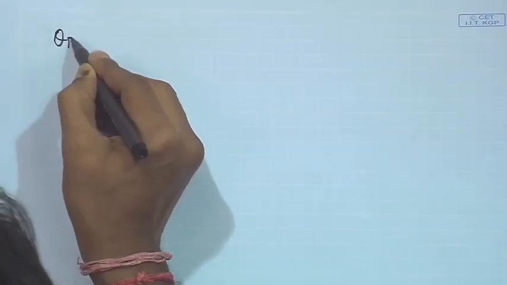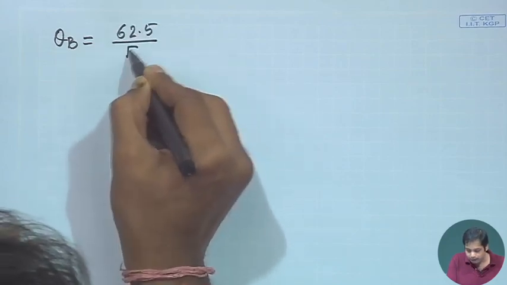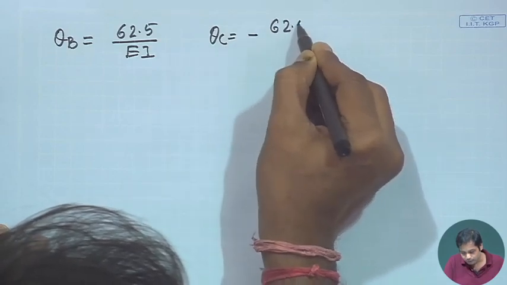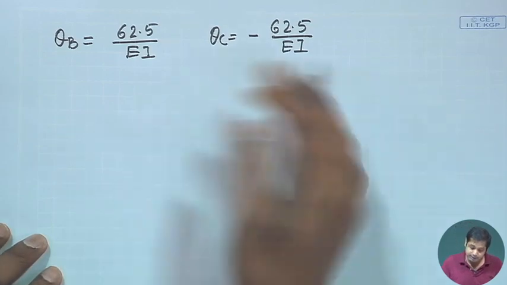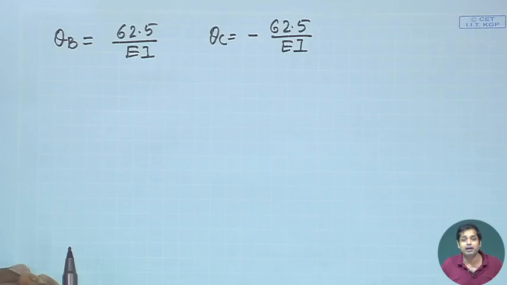The final expression that we get, theta B is equal to 62.5 by EI, and theta C is equal to minus 62.5 by EI. Again, this is expected because it is a symmetric structure. So, rotation at B and rotation at C will be in opposite directions. The value will be the same in opposite directions.